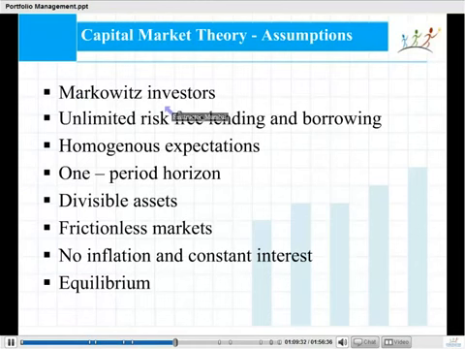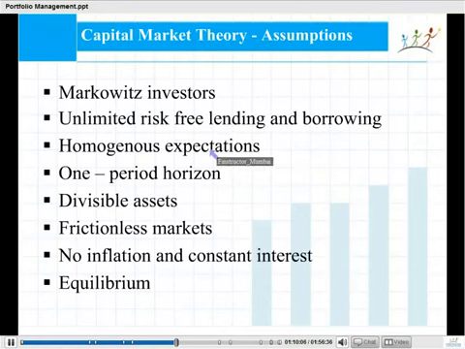Furthermore, the capital market theory assumes that unlimited risk-free lending and borrowing is allowed. So I can borrow as much money as I like, and I can lend as much money as I like at the risk-free rate. Does this actually happen? No. Actually, I borrow at a higher rate and I lend at a lower rate. But the assumption is that unlimited borrowing and lending can happen at the same risk-free rate.